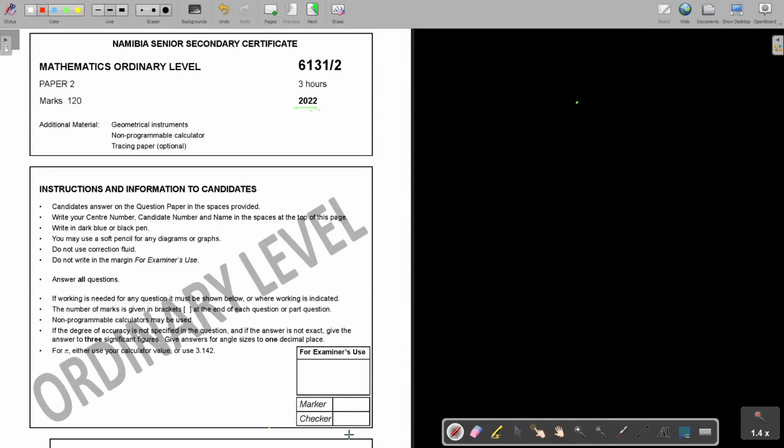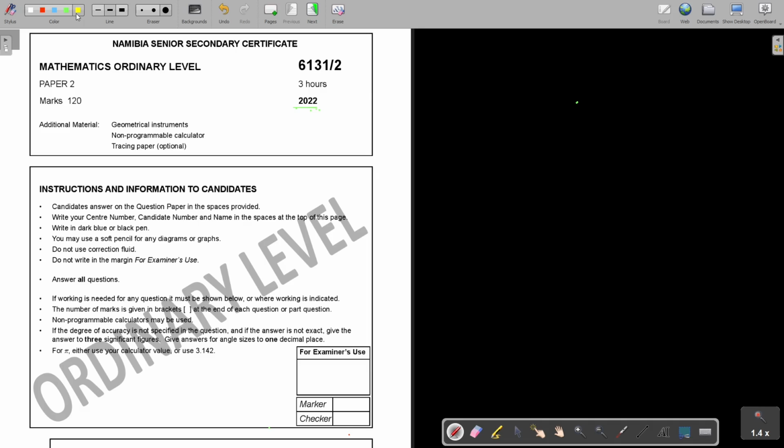Mathematics Ordinary Level, Paper 2, 2022, Part 1. Before you start the question paper, it's very important that you go through all the instructions.